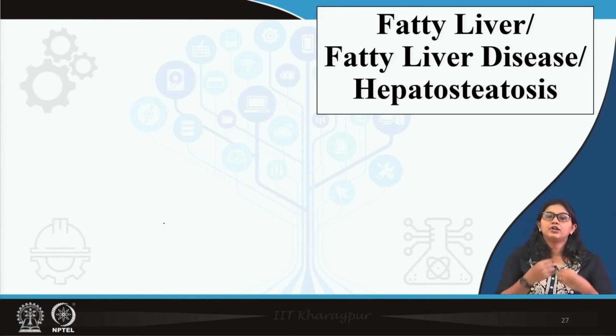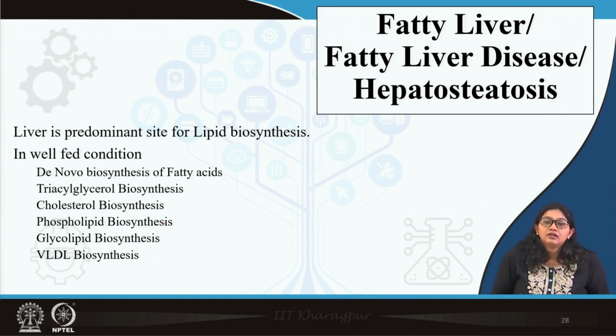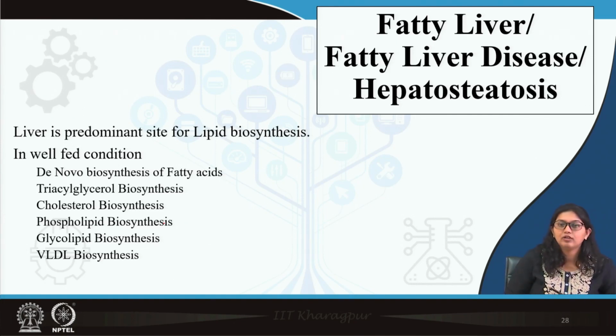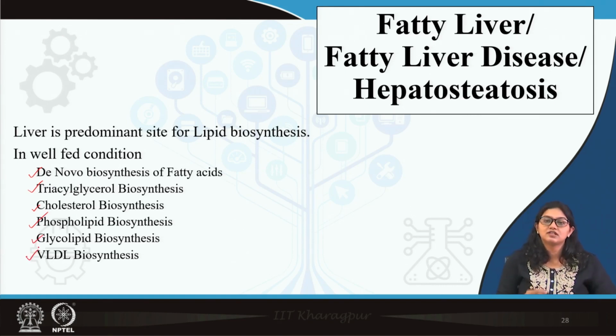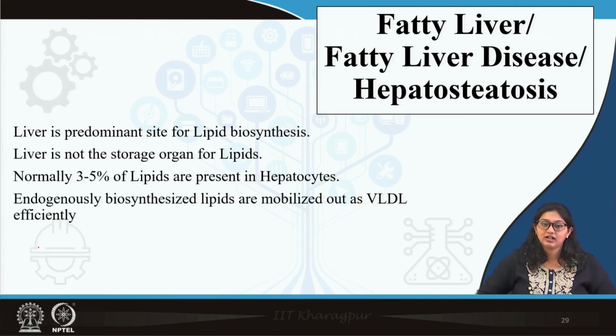So, now we are coming to our next topic, that is fatty liver. The spectrum is also known as fatty liver disease or hepatosteatosis. Now, fatty liver is basically the accumulation of lipid in liver, but remember, liver is the site of lipid biosynthesis. In a well fed person, these are the metabolic steps related to lipid metabolism which occur in liver: de novo synthesis of fatty acids, triacylglycerol synthesis, cholesterol synthesis, phospholipid synthesis, glycolipid biosynthesis, VLDL biosynthesis. All these lipid biosyntheses occur in liver, but liver is not the organ which stores lipid. Normally only 3 to 5% lipid is present in hepatocytes.